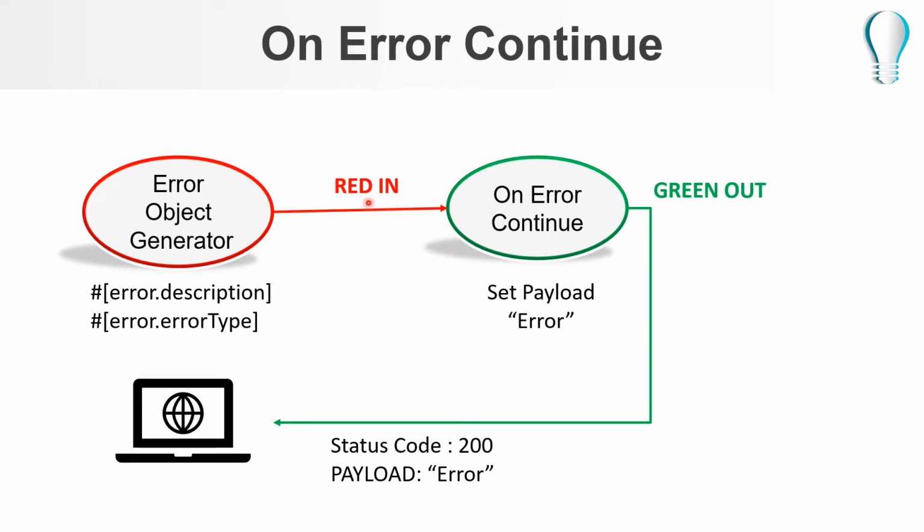Here in this case, if you set payload to error, then to the client we are not going to send the description, but we are going to send the error that was set in the payload. So on error continue returns status code 200 and the payload which was set in on error continue.